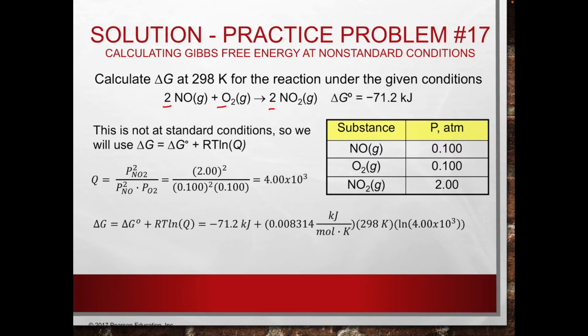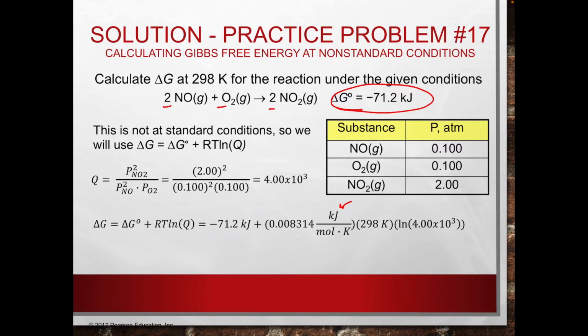And then once we've got Q, now we can plug that into our equation. Delta G naught was given in the problem, and then we will use RT natural log of Q. Remember, you need to convert your units of R to match delta G, or you can change your units of delta G to match R.